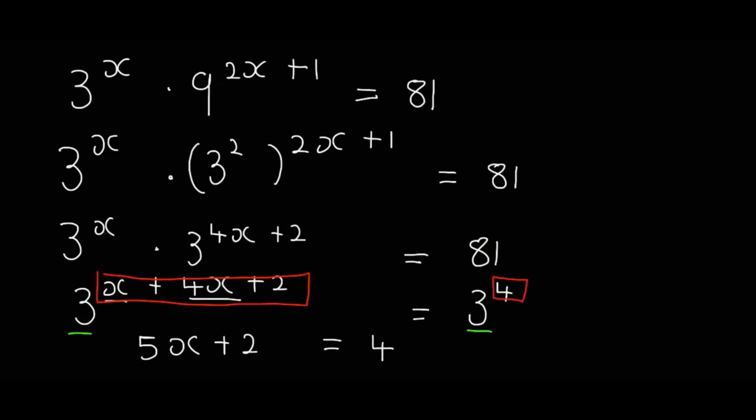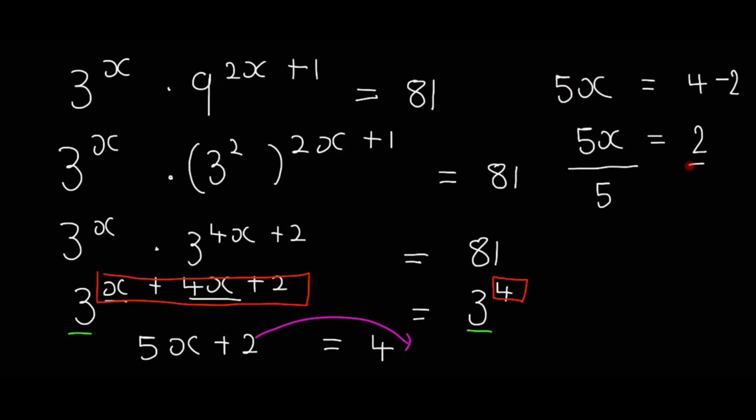So 5x plus 2 is equals to 4, and then from there I can say 5x is equals to 4 minus 2. So I take these two to the other side. So 5x is equals to 4 minus 2 which gives 2, and then from there I divide both sides by 5 because I want x, this one and this one cancel, then x is equals to 2 over 5. So this is our final answer.